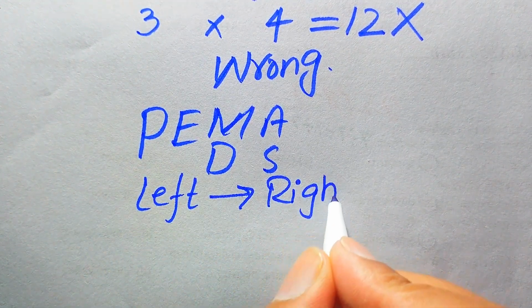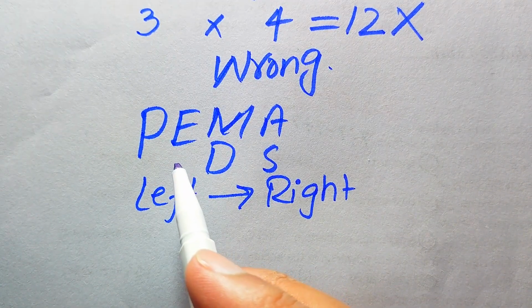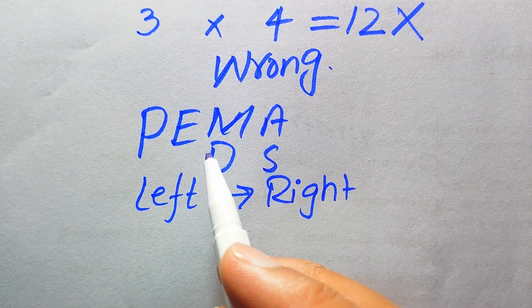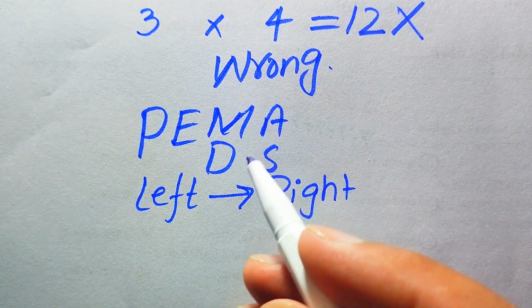Okay, it means that the parentheses give us the first priority, exponents give the second priority, multiplication and division give us equal or the same priority. Similarly, addition and subtraction also give the same priority.